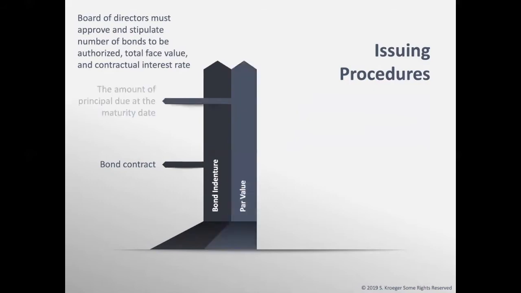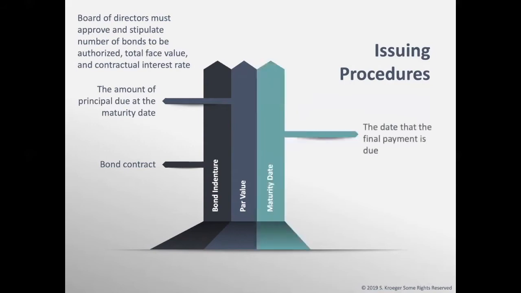The par value of a bond, also known as face value, is paid at a stated future date. This future date is called the maturity date. Therefore, on the maturity date, the issuer will pay the bondholder the par value of the bond.